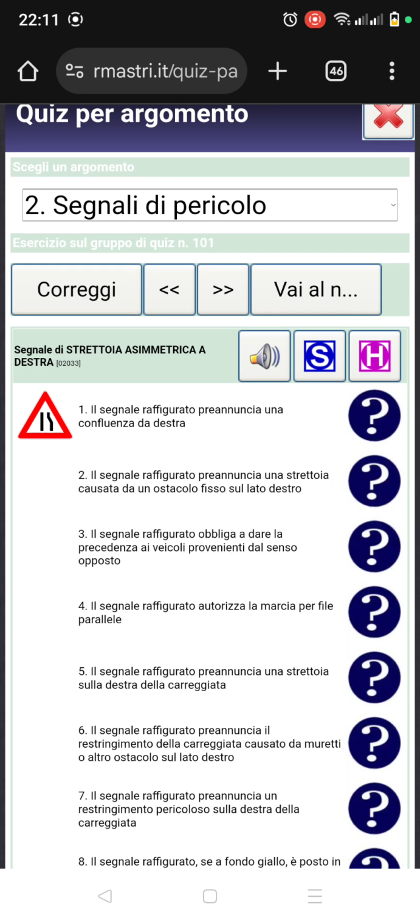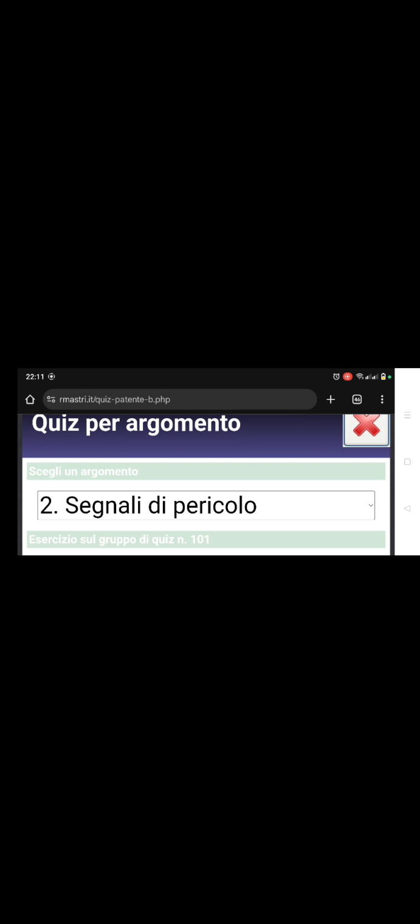Let me check if there's another one. So this one is the left one. Let's do this one first. So this one is the right hand side. We have done the one of the left hand side. Il segnale raffigurato pronuncia una confluenza da destra. So this signal is announcing a confluence by the right. No, it's false.